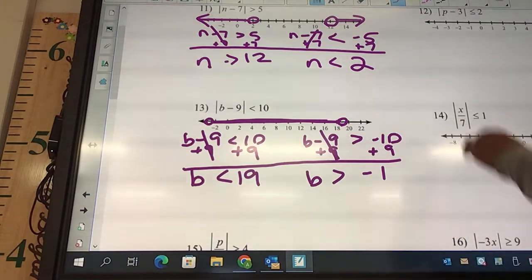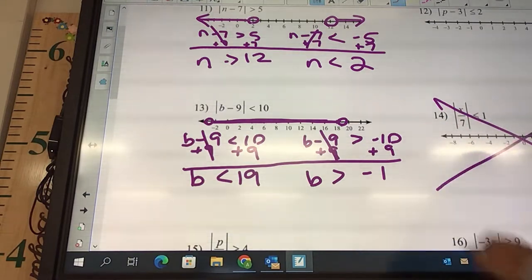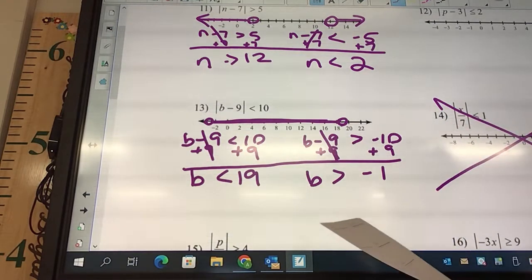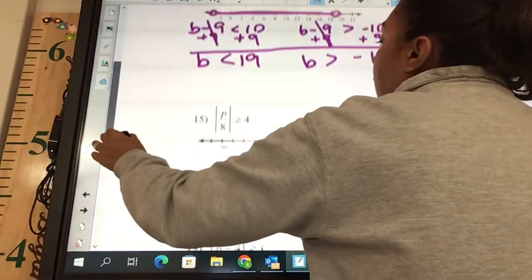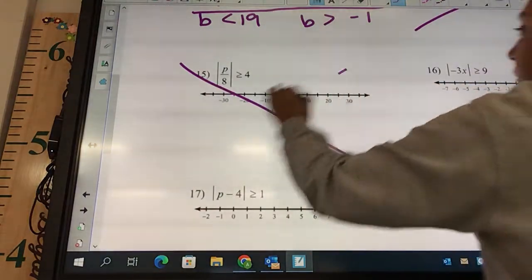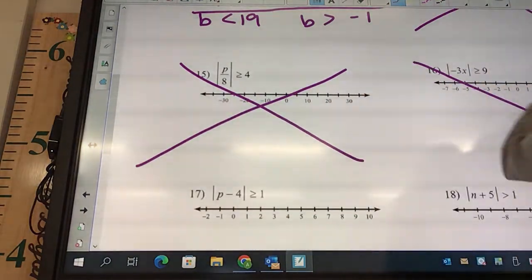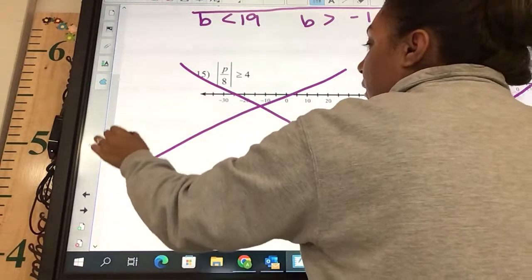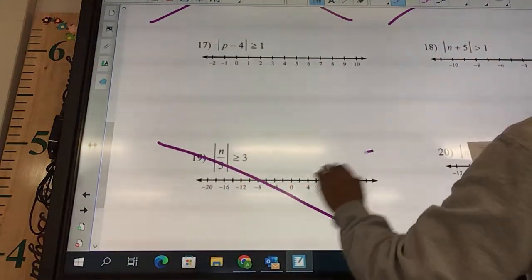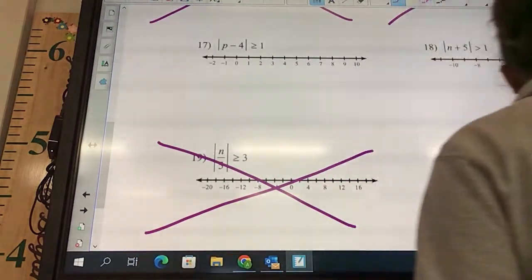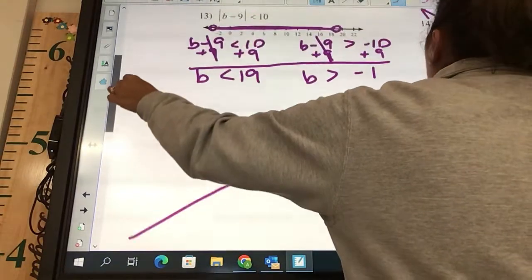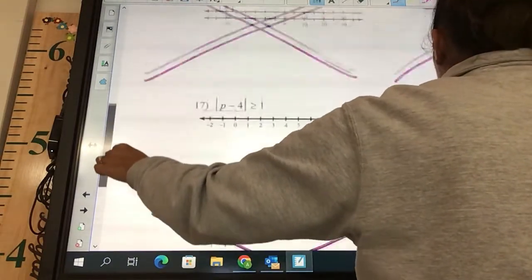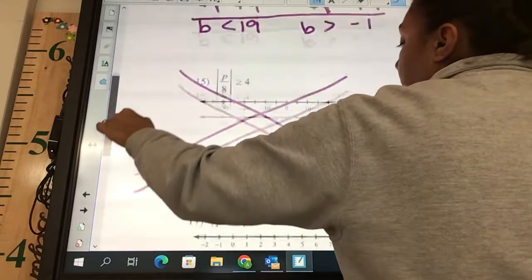Okay, I would like you to cross off 14. If you need to stop, then pause it so I can scroll. 15, 16, and 19. So we got 14, 15, 16, and 19 should all be crossed off.